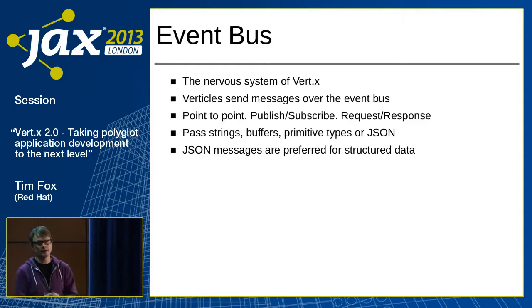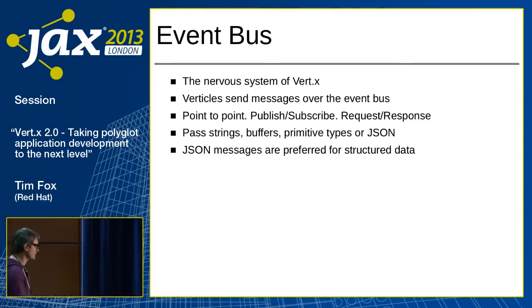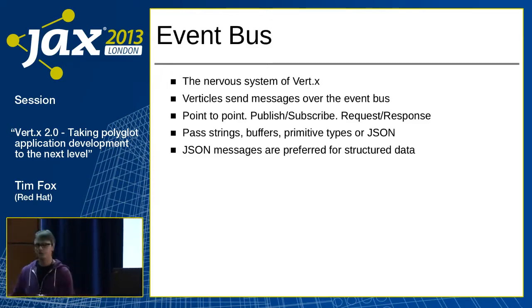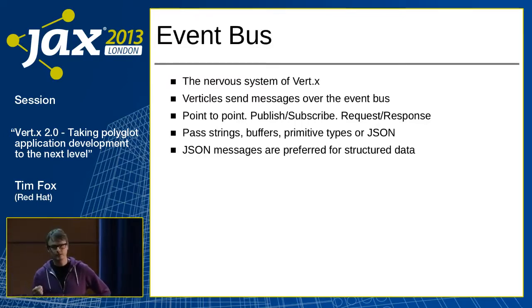And the event bus itself is a lightweight asynchronous messaging system. We support publish-subscribe messaging, all the common messaging patterns, point-to-point messaging, request-response messaging. You can pass strings, buffers, byte arrays, primitive types. But what we recommend is you use JSON. You don't have to use JSON. It's not a rule, but we recommend it.